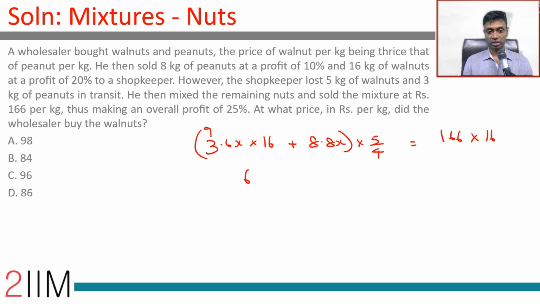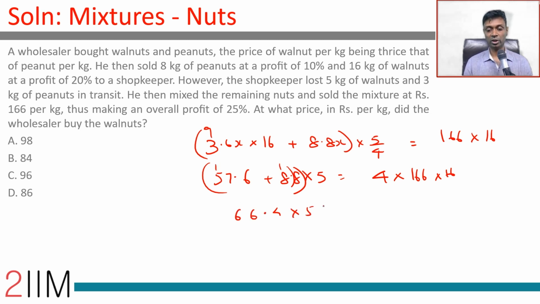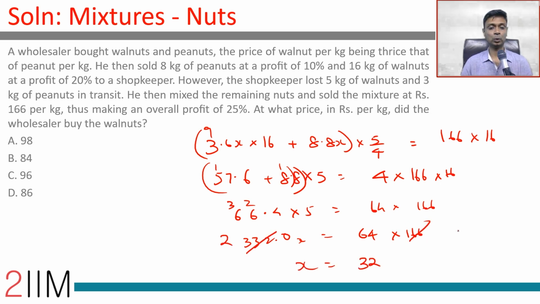6 16s are 96, 3 16s are 48, 57.6 plus 8.8 into 5 equals 4 into 166 into 16. That gives 66.4 into 5, which is 332x, equals 64 into 166. Wonderful. So far so good. This is just 2, or x is 32.